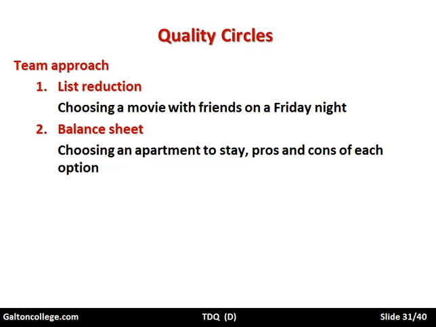That's the examples I'm giving here. We go to see a film, and we go to the cinema with friends on a Friday night, let's say, because we have reduced all the different alternatives down to one, and that's the one we follow. But we have looked at all of the various activities that could have been undertaken on the Friday night. With the balance sheet approach, we're looking at the costs, we're looking at the benefits of doing one course of action as opposed to another.